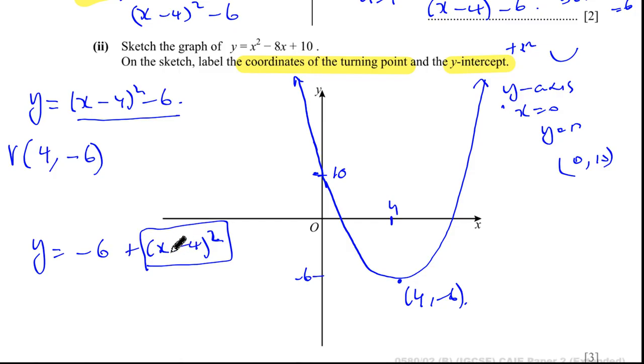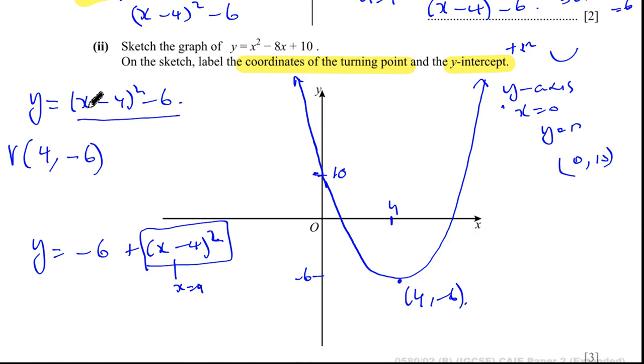Why? Because if this is 0, you'll have minus 6 plus 0. When does this expression become 0? That's when x equals 4. When x equals 4, this becomes 0, and you're left with y equals negative 6. That's why 4, negative 6 is the vertex. So that's how we can understand how to find the vertex.